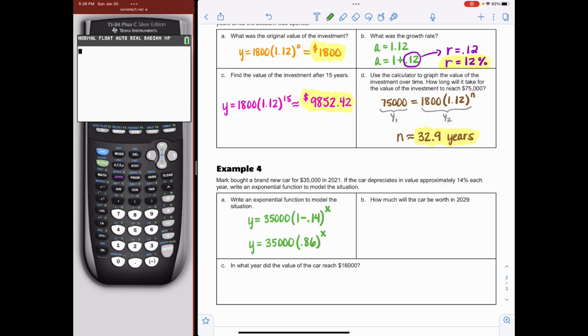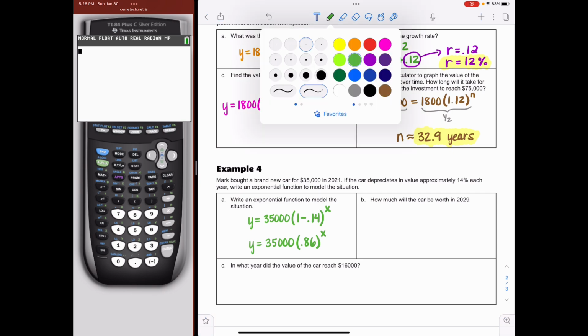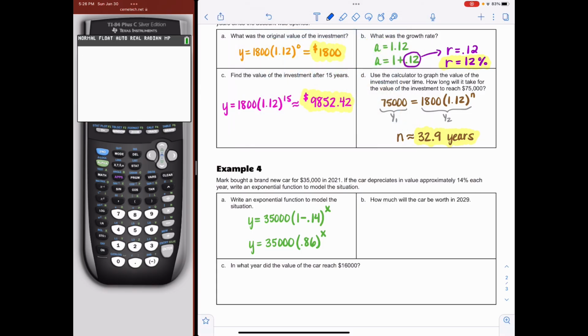So now it says, how much will the car be worth in 2029? Well, what you need to realize and understand is that we already said that he bought the car brand new in 2021. And we know that X is the number of years since 2021. In 2029, that means that X will need to be equal to 8, because 2021 is when X is 0.